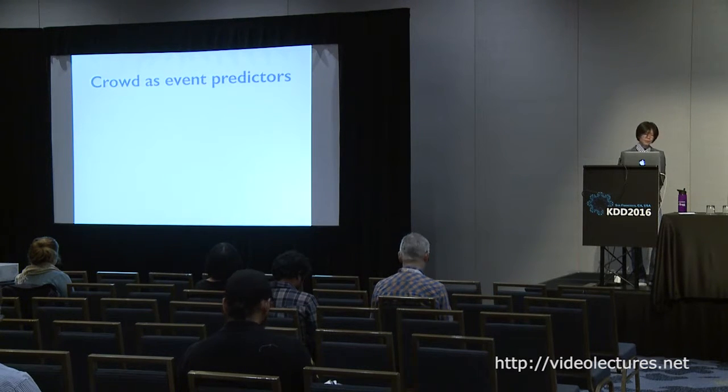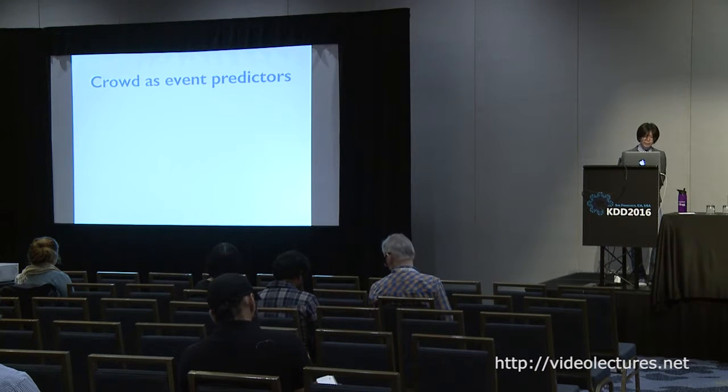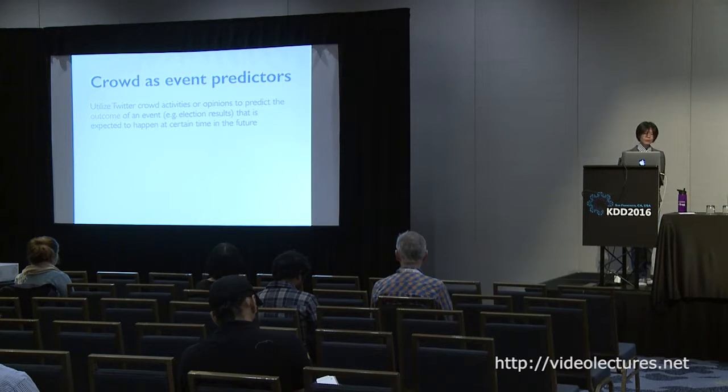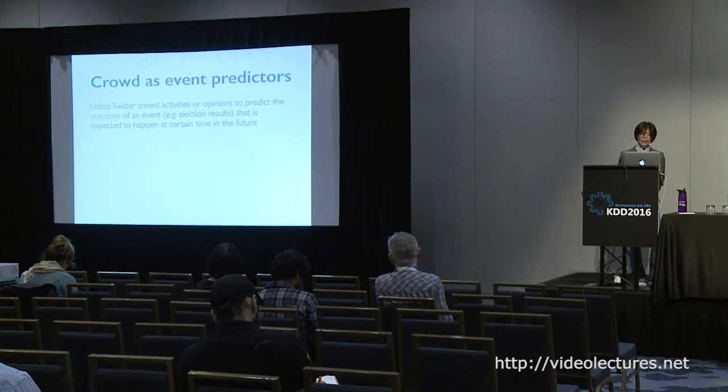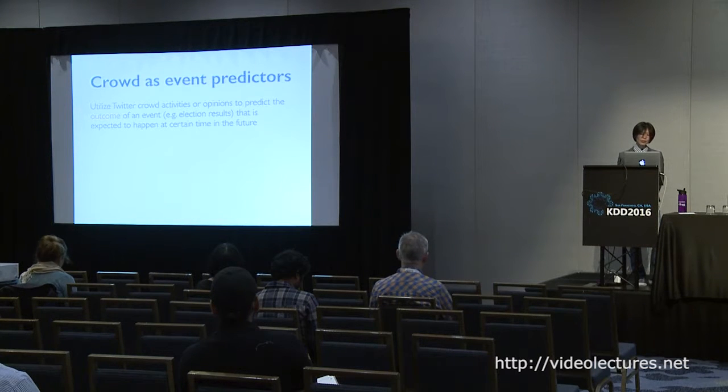The second theme, number 2, crowd as event predictors. This research utilizes Twitter crowd activities or opinions to predict the outcome of an event, and this event is expected to happen at a certain time in the future. The most important area for this research is election result prediction. The event will happen certainly, but the outcome is uncertain, so you try to predict the event outcome.